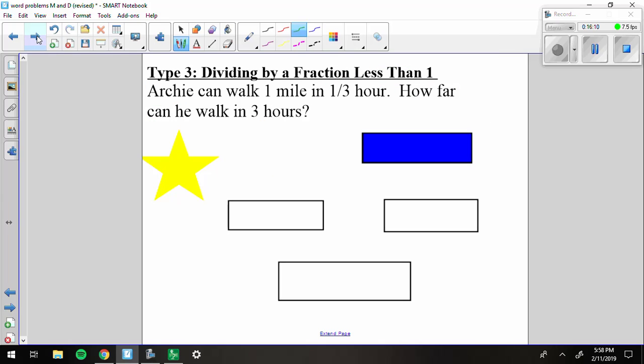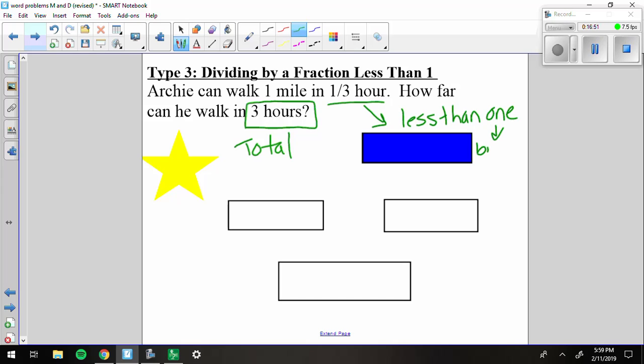And this problem, my favorite. Because if we look in the problem, Archie can walk 1 mile in 1/3 of an hour. How far can you walk in 3 hours? Do we have any keywords there? No, we don't. But we can look and see 3 hours. That's our total. 3 hours is our total. And we're dividing that into 1/3 of an hour, which is less than 1. So we know we'll have a bigger answer.